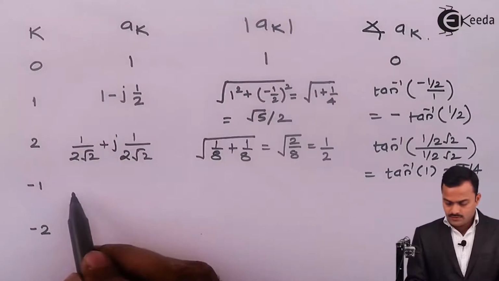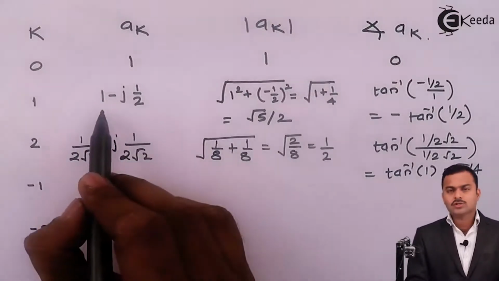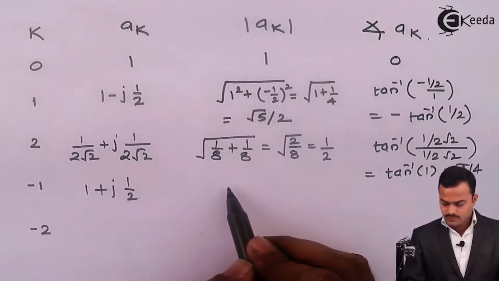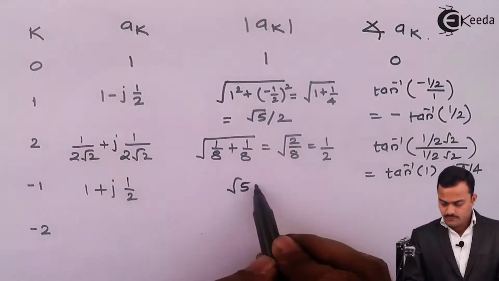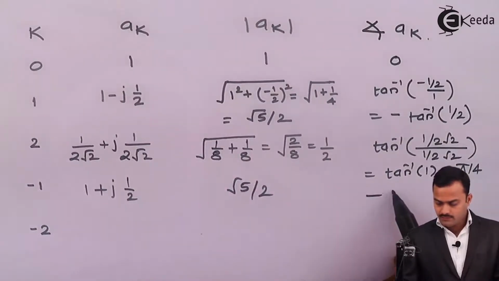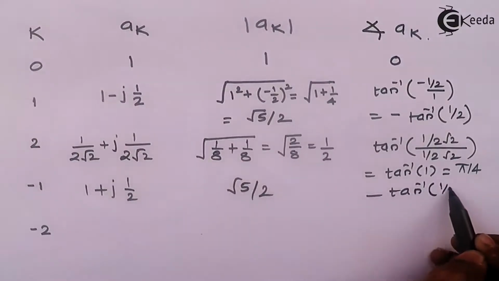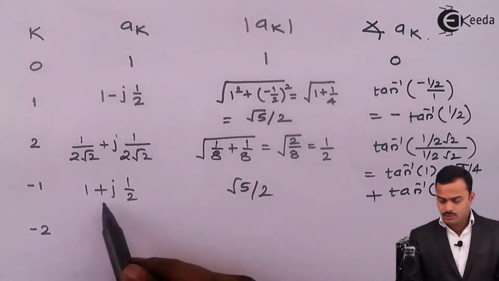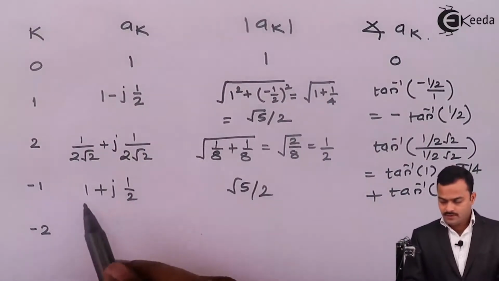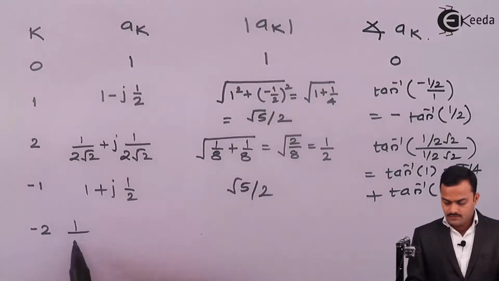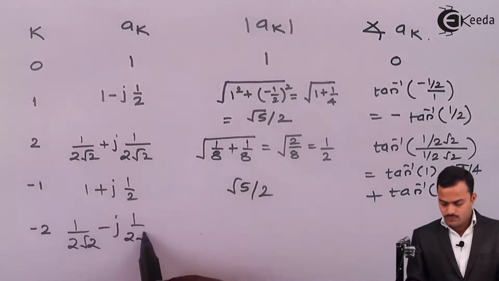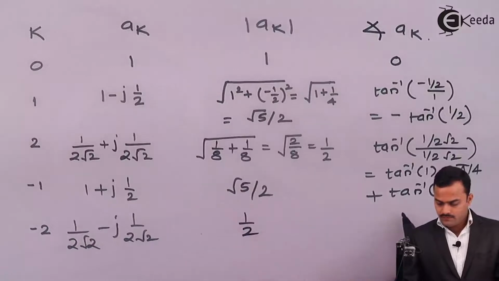Now for minus 1, as we discussed, just a conjugate of this we will obtain, which is 1 plus j 1 by 2, whose answer straight away I can write now root 5 by 2, and the angle will be plus tan inverse 1 by 2 because all the terms are positive over here. And finally, for k equal to minus 2, 1 upon 2 root 2 minus j 1 upon 2 root 2, magnitude will be half and angle will be minus pi by 4.